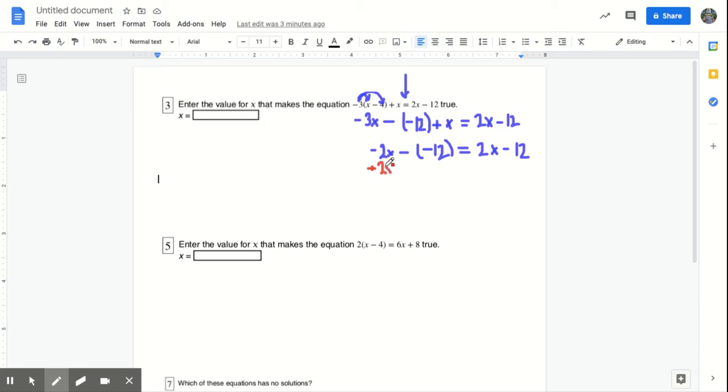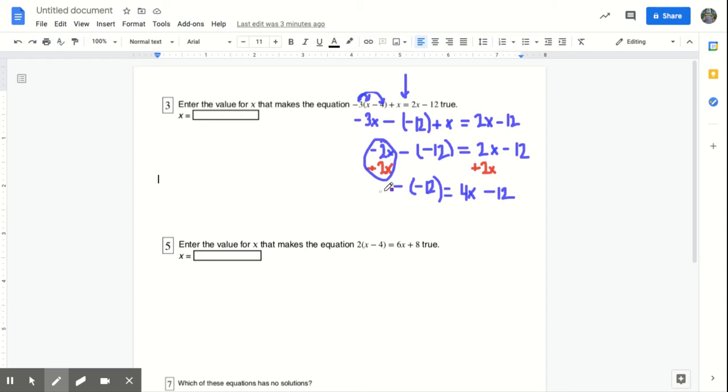The reason I add 2x's to both sides is that it's going to basically get rid of this section right here. So I just have a minus negative 12 over here, and on the right side, I have 4x minus 12. So 2x's plus 2x's makes the 4x. So I got rid of the x's from one side.